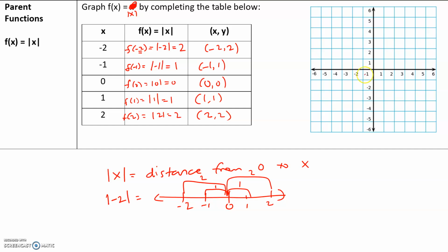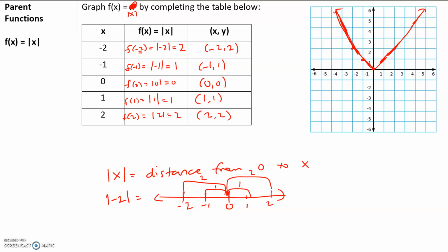Now let's go ahead and graph this. We have -2, 2. We have -1, 1. We have 0, 0. We have 1, 1. And we have 2, 2. So our absolute value function looks like a V. It's going to take a V shape. It's going to look something like this.